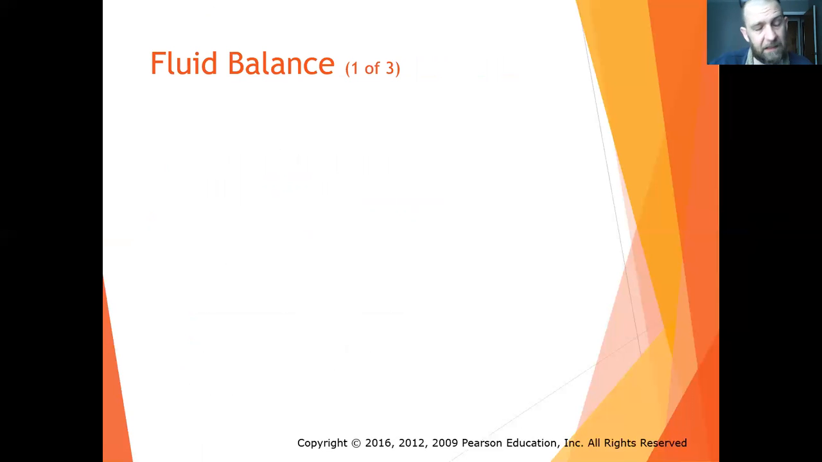All right, pathophys of some other systems here. We actually talked about fluid balance with the plasma oncotic pressure and the hydrostatic pressure. We've got to have that right amount of fluid balance, right amount of water in and around the cells, right amount of water in the bloodstream as well.